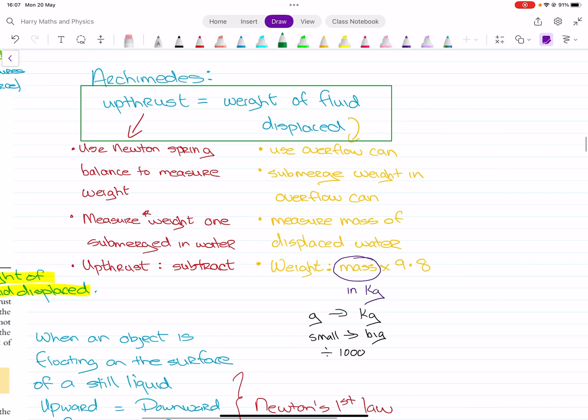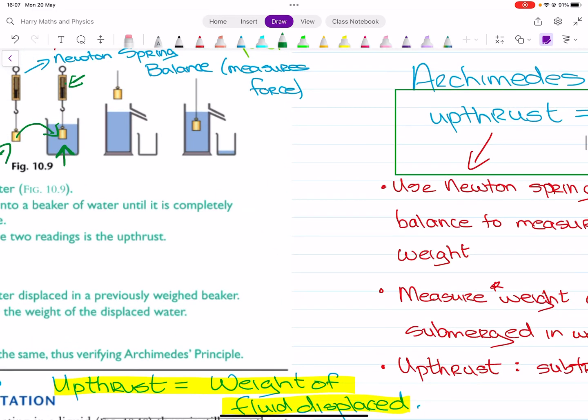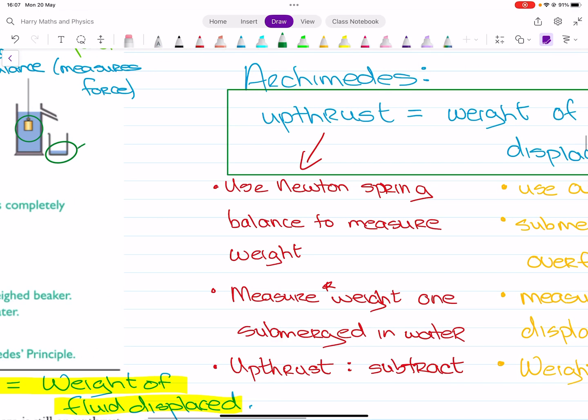The weight of the fluid displaced then, this is a junior cert experiment where you use the overflow can. So you fill it up to the brim. You put the same weight into the water and that will cause a certain amount of water to spill out. And what we need to do is figure out the weight of this water. Okay, so be very careful. It's weight, which means it's in newtons.